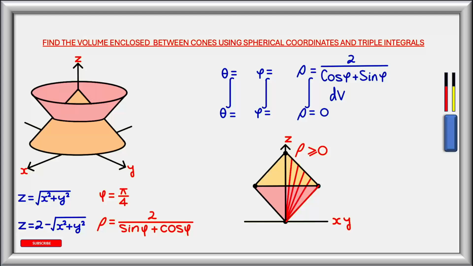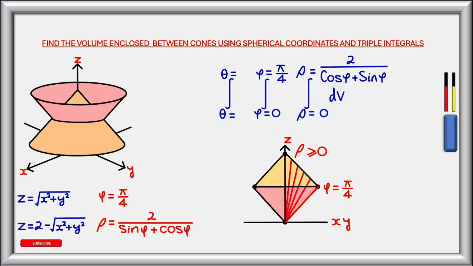Next, let's look at the limit of integration for phi. Phi is the angle measured from the positive z-axis to the line segment connecting a point in the 3D space. We know that phi must be greater than or equal to 0 and less than or equal to 180 degrees or pi radians. So as we saw, phi starts at 0 and ends where it reaches the red cone, so where phi is equal to pi by 4 radians.